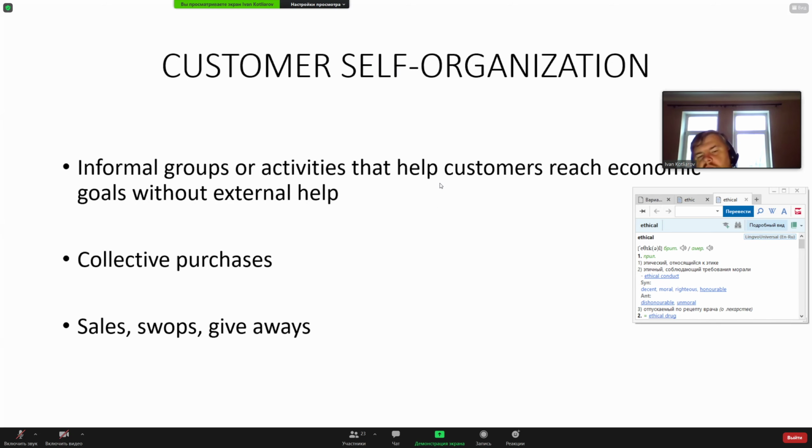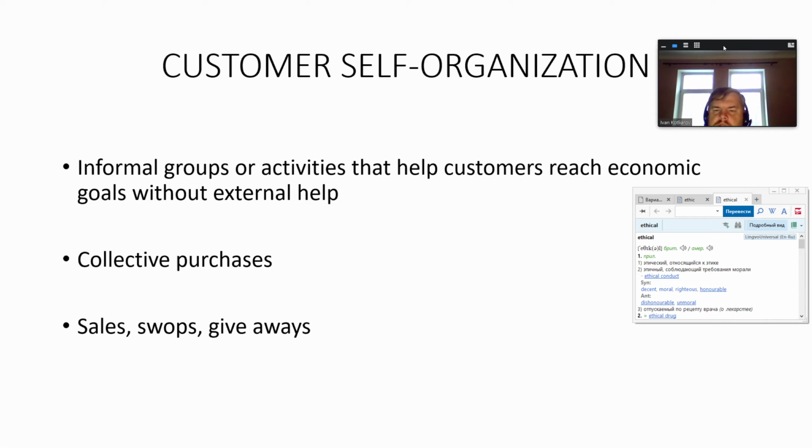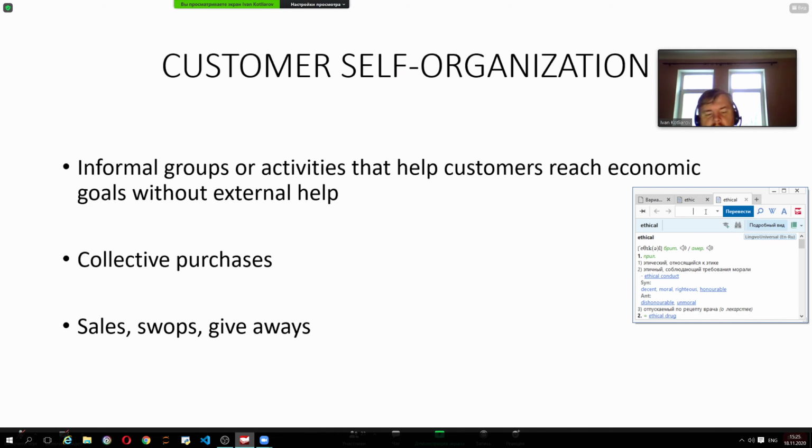Okay, ladies and gentlemen, self-organization. Let's start with customer self-organization. Probably the most obvious example and maybe the most popular one. As far as I know, many girls actively participate in such customer self-organization, but not only girls, obviously. It is popular among young ladies, and interestingly, among young mothers. So, customer self-organization is often represented by informal groups of activities that help customers reach economic goals without external help. What does it mean, ladies and gentlemen? What is an external help? It is very simple.